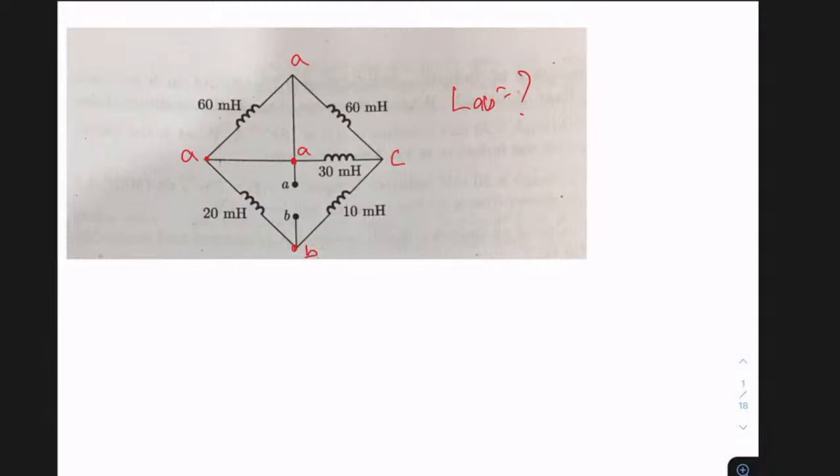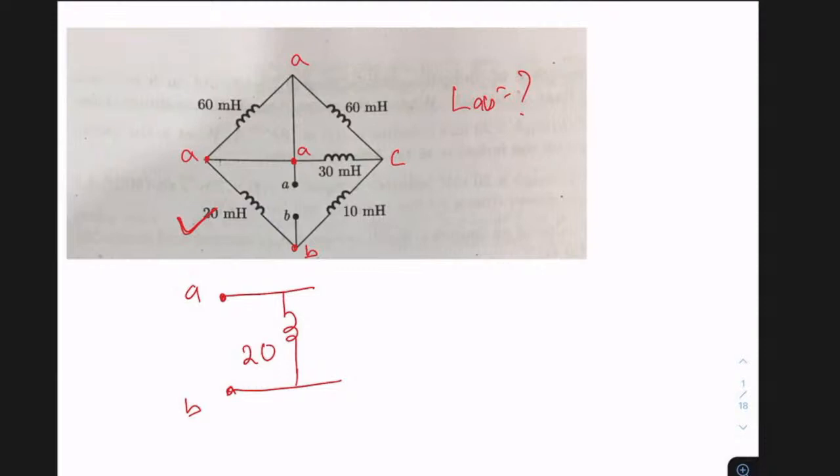Okay, so there are three nodes basically. Let's take this is node A, and this is node B. If I ask you where this 20 millihenry is connected, it is between A and B. So this is the 20 millihenry inductance I have connected.